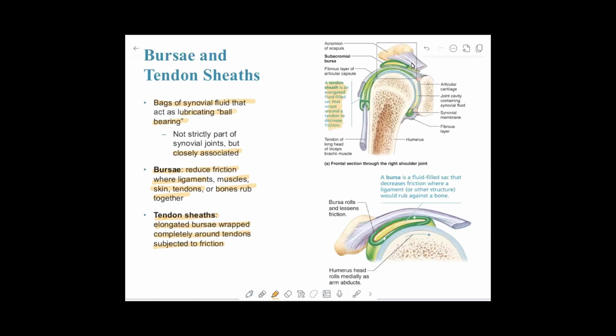So we can see a tendon sheath there. We can also see various bursa that are also fluid-filled sacs. So when somebody has bursitis, that's inflammation of one of those bursa sacs.